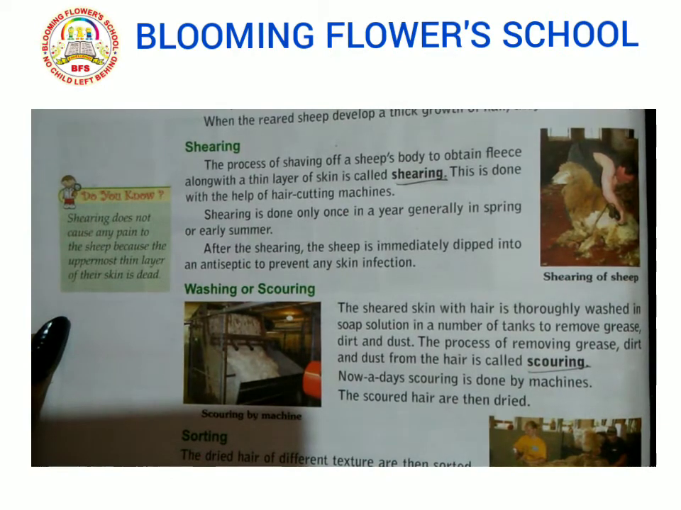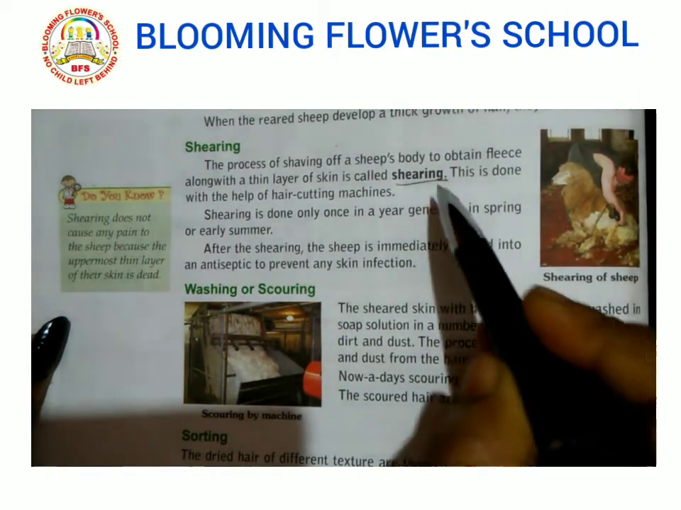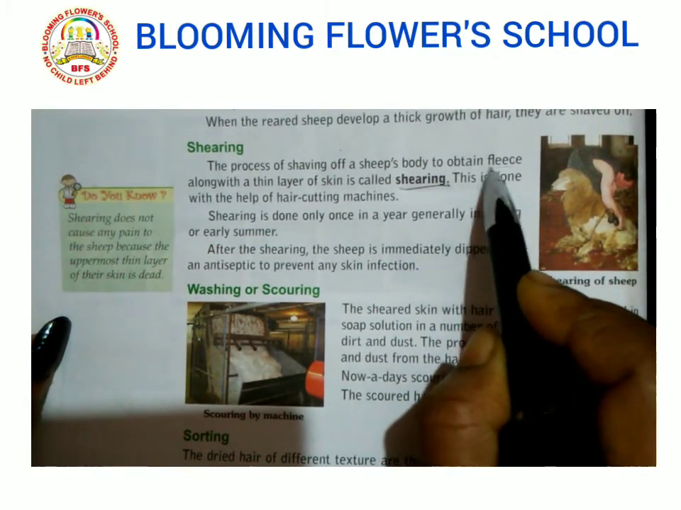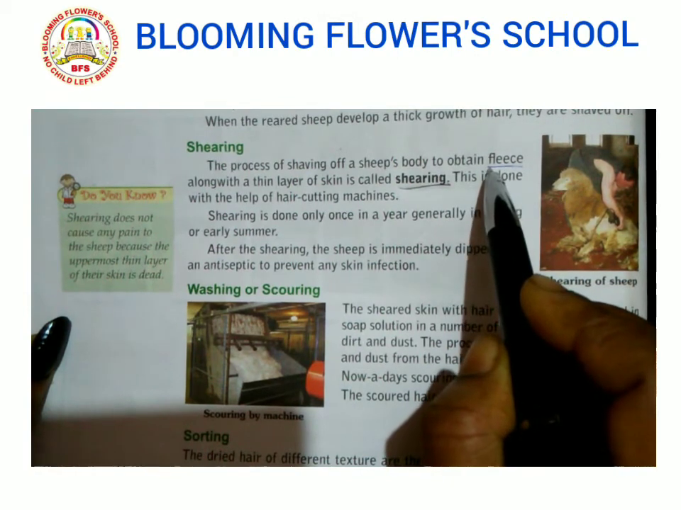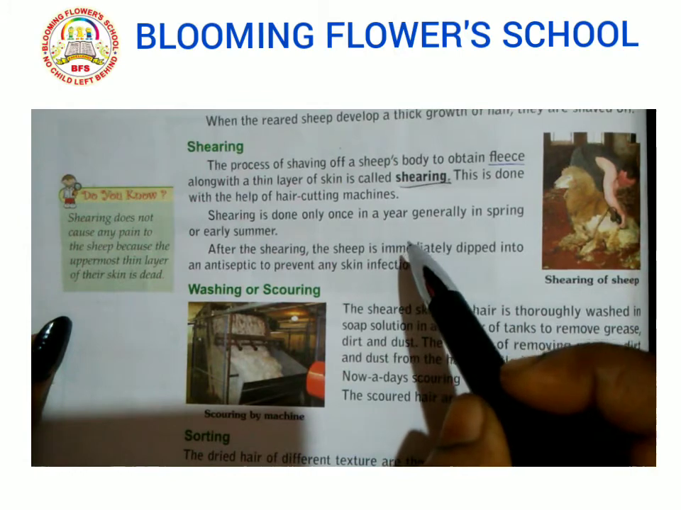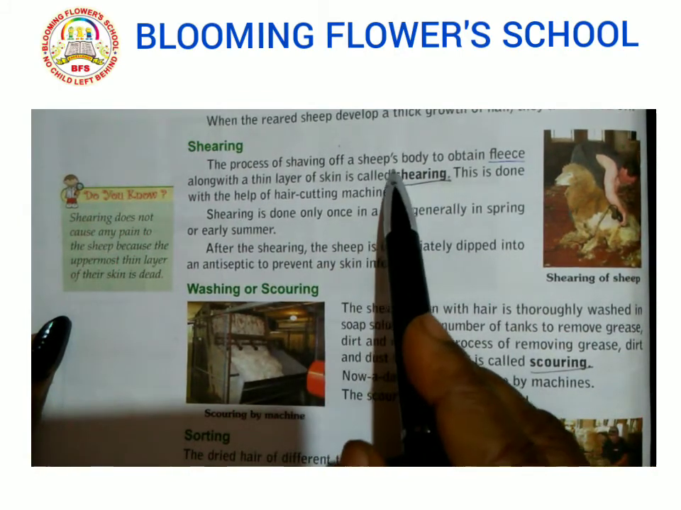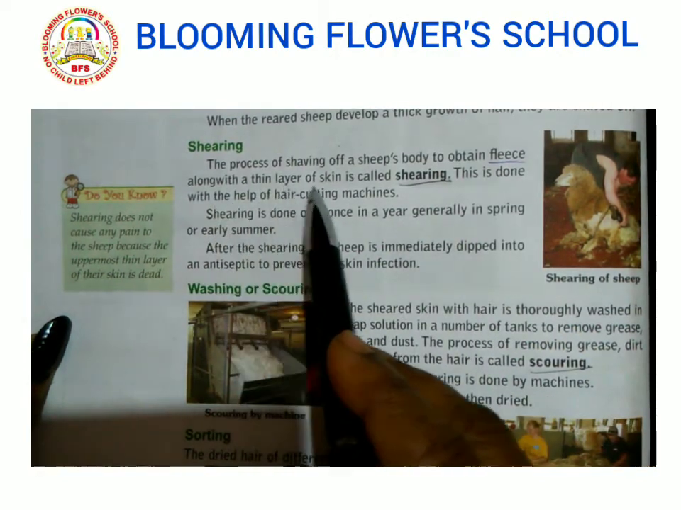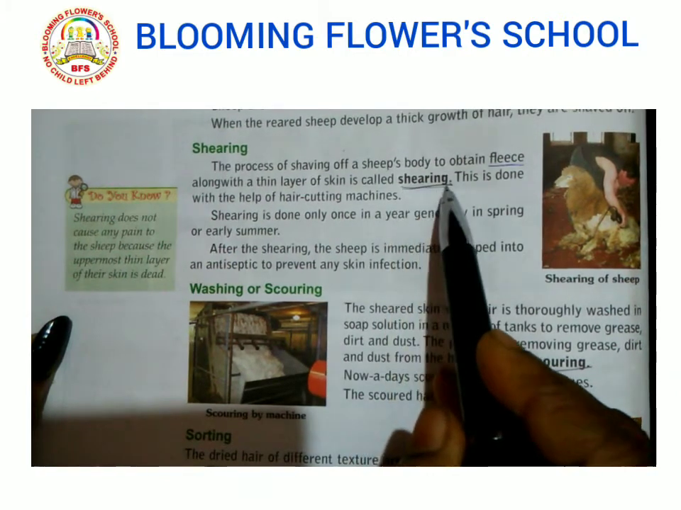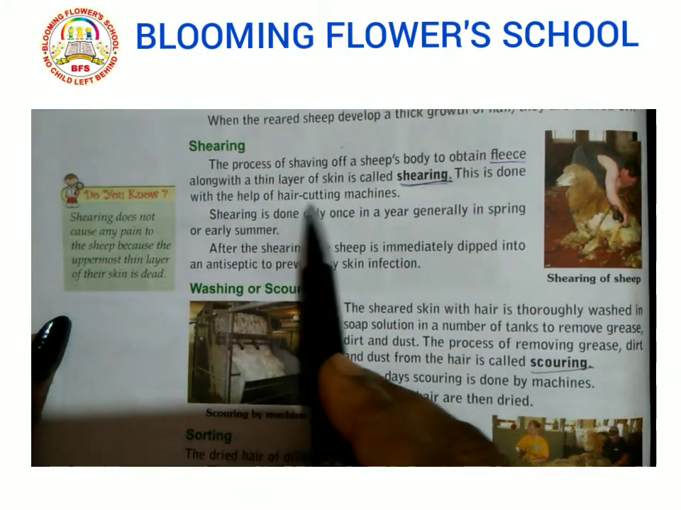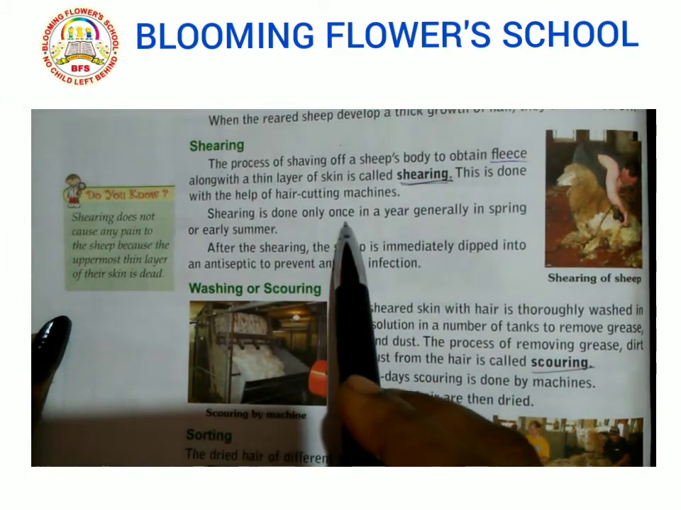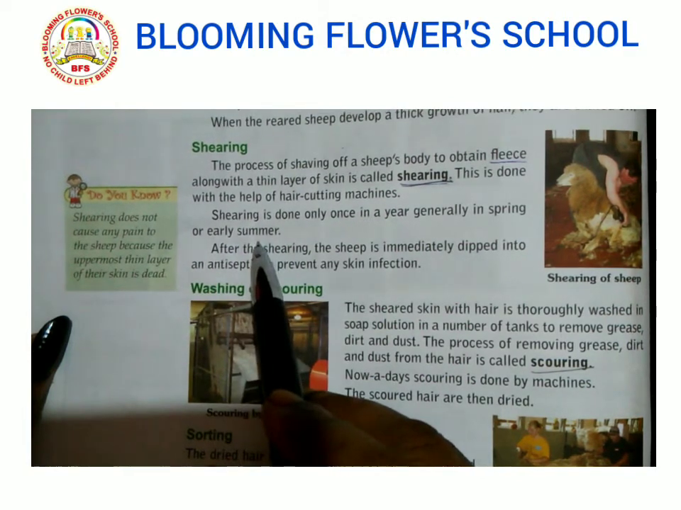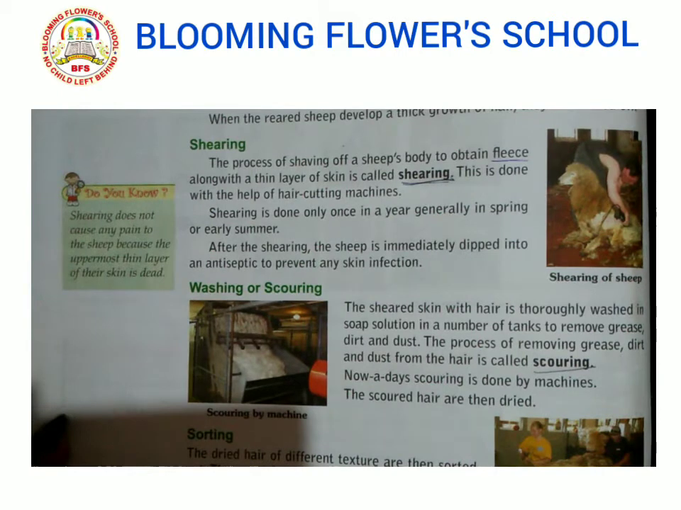Understood? Shaving hair, we convert that into what? We say shearing the fleece. Shearing is shaving. Fleece is the hair, or the wool which is developed on the skin of your sheep. So the process of shaving of the sheep's body to obtain fleece, along with a thin layer of skin, is called shearing. This is done with the help of a hair cutting machine. Shearing is done only once in a year, generally in spring or early summer. Okay, the season is spring or early summer.